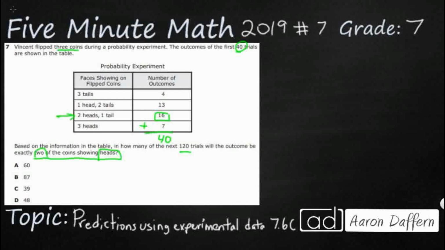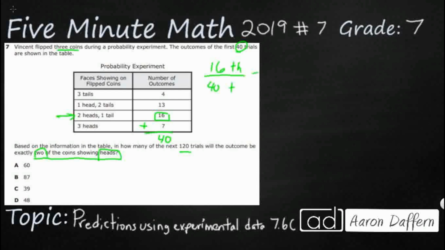And so there are a few different ways that we can solve this. First, if we could take the data out of the table, we've got 16 results that we're looking for. So I'm going to call this 16. I'm going to say TH for 2 heads. And then I've got 40 total.